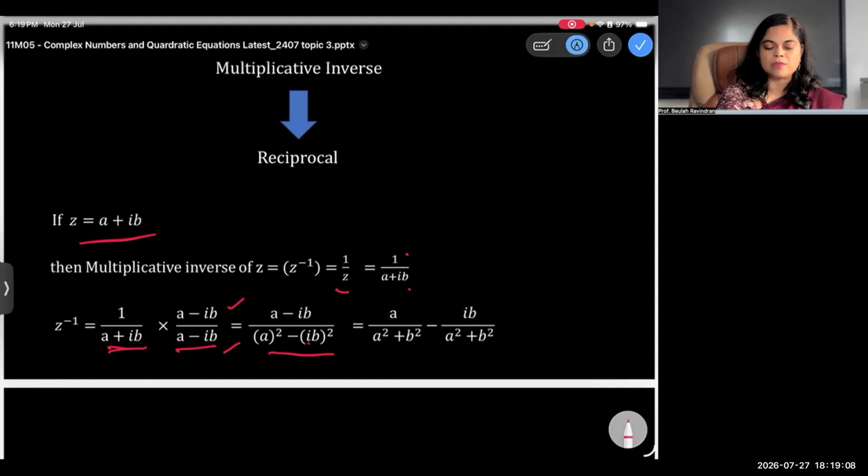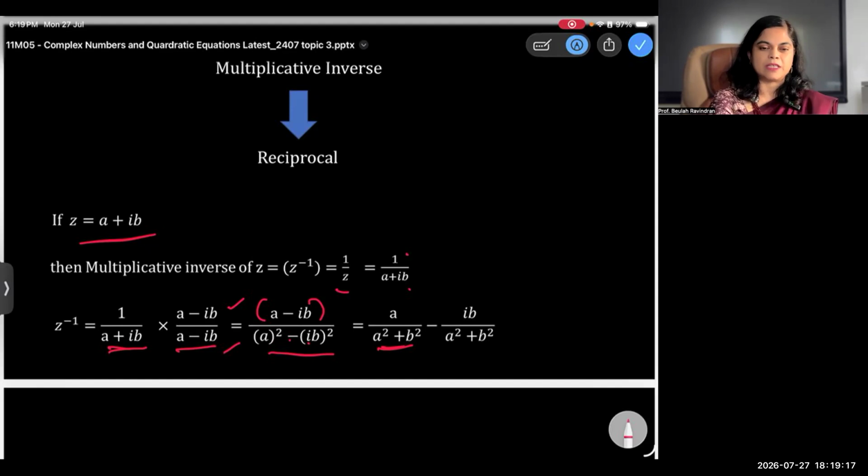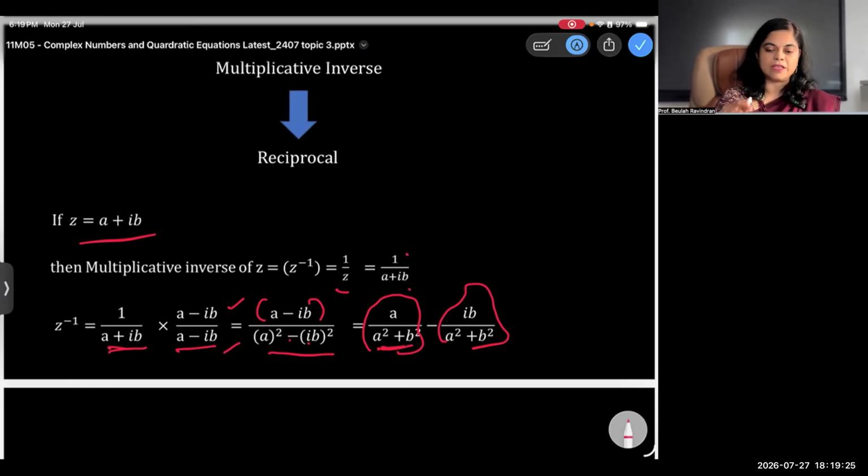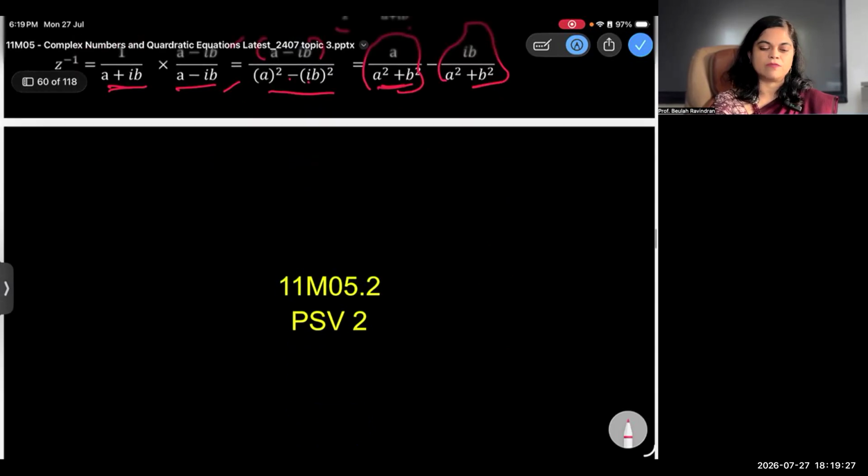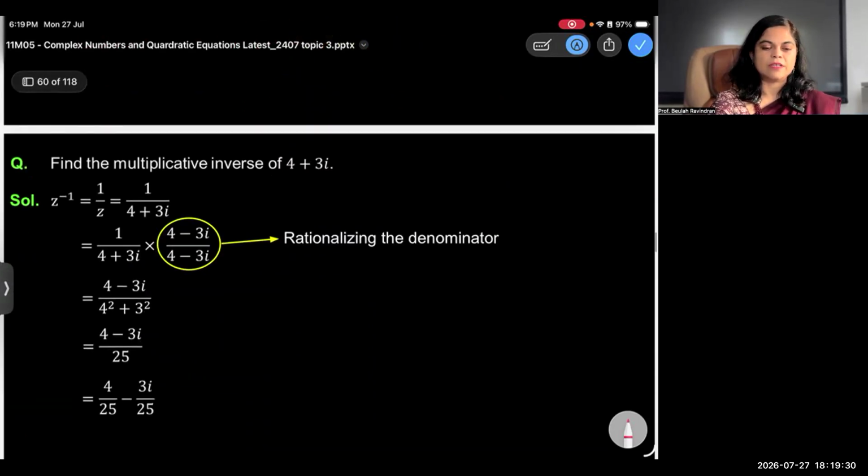Since i square comes, i square will be minus 1. So minus into minus will be plus. So the resultant will be a square plus b square. So the numerator will be a minus ib. Then you can write the real part and the imaginary part separately: a by a square plus b square minus i times b by a square plus b square. So this is the form you have to write.